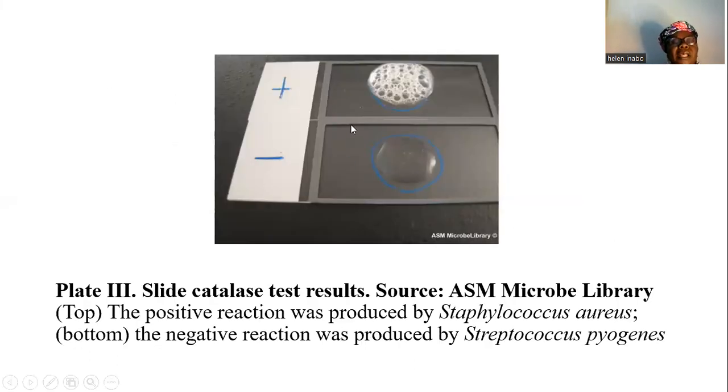Here you have a plate showing the slide catalase test result. The top part shows the positive reaction produced by Staphylococcus aureus, while the negative reaction at the bottom is produced by Streptococcus pyogenes. It is important to note that the reaction is immediate. You have the immediate bubbling and effervescence for Staphylococcus aureus.